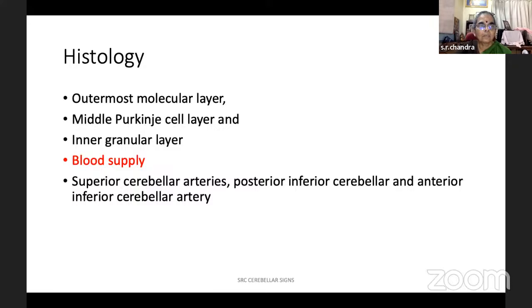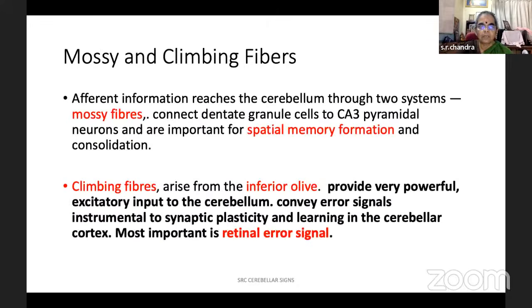Then histology, not very relevant for us in this clinical setting. Outer molecular, middle Purkinje and inner granular layers, and the vessels which supply are the superior cerebellar artery, posterior inferior cerebellar artery, and anterior inferior cerebellar artery.